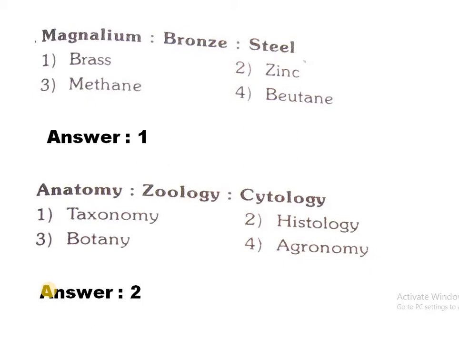So next question is anatomy, zoology, cytology. Which one is a similar word, which one would be suitable for this question? Taxonomy, histology, botany, agronomy. So histology is the correct answer. How is it the correct answer? Whatever the options given in the question, all are the study of living things. Anatomy, zoology, cytology, all study living things. In that same manner, the correct answer is histology, not taxonomy, not botany. So the correct answer is histology.